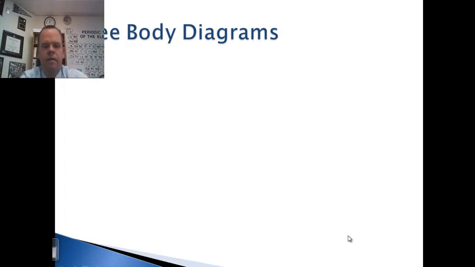Okay, in this next piece of the chapter, we want to look at free body diagrams, Newton's third law, and how these all play together, and look at a lot of examples of how to draw a free body diagram.